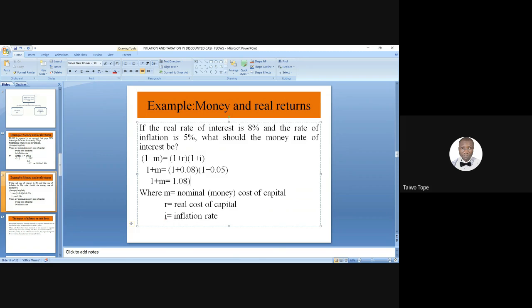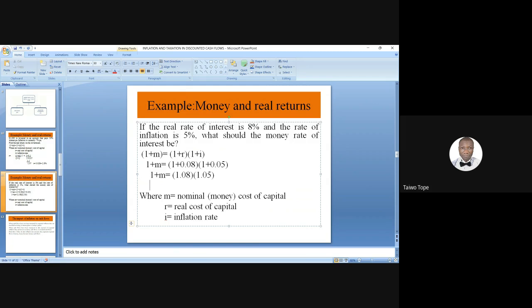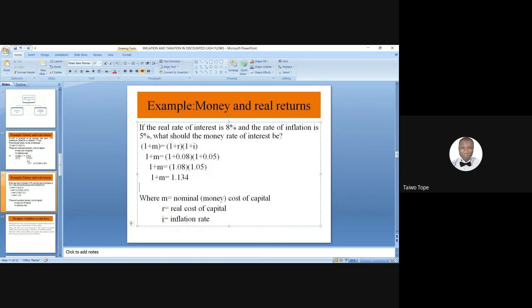1.08. When you multiply with the inflation value, 1.05, you do your multiplication: 1 plus M equals 1.08 multiplied by 1.05. You should have 1.134. So when you move 1 to the other side of the equation, M equals 1.134 minus 1.